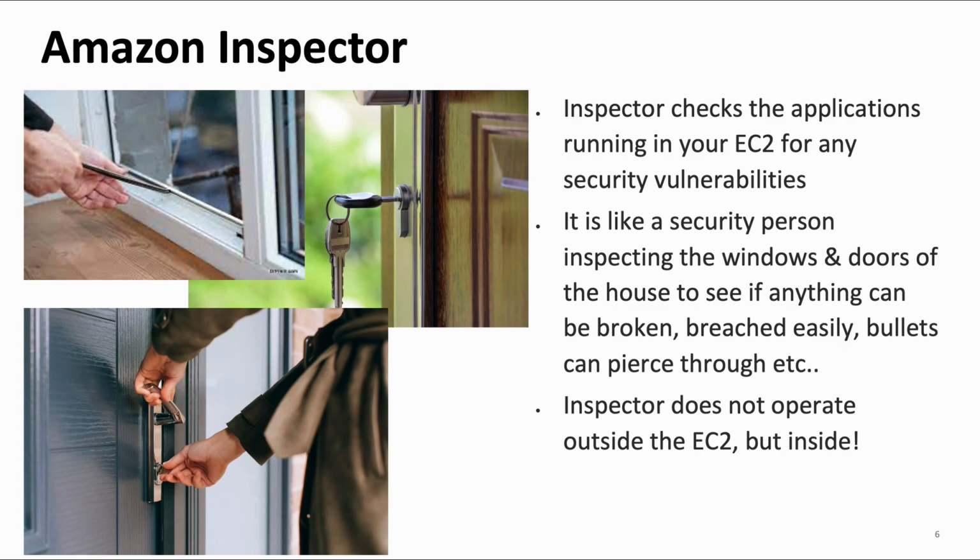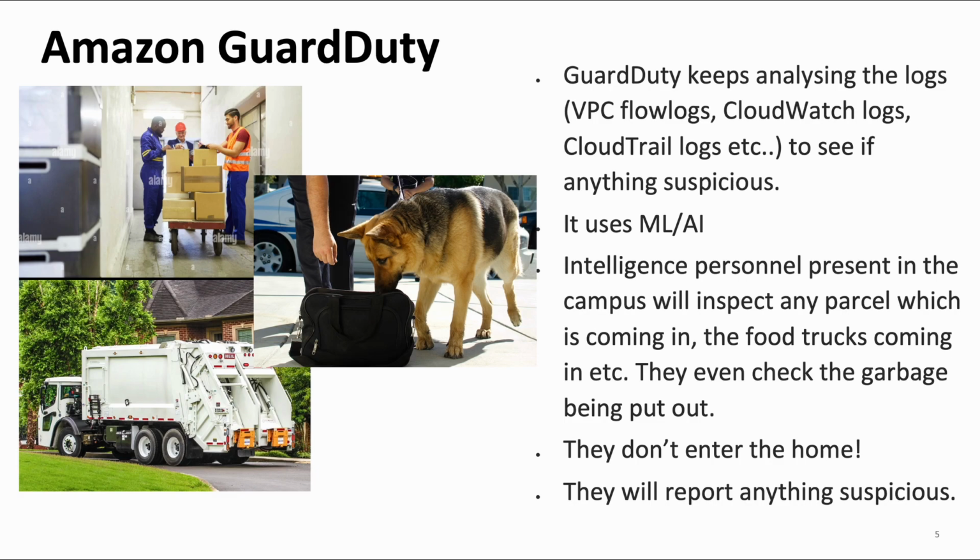So Amazon Inspector does the vulnerability checks inside the EC2. It doesn't go out of the EC2, or it doesn't go out of the house if you compare it with the example we are taking. So let me now summarize. Inspector is a tool which is within your EC2. It checks the vulnerabilities introduced by your applications inside the EC2. It doesn't check outside the EC2. But GuardDuty is something just outside the house or just outside your infra. It will check what is coming in, what is going out. It will analyze the logs and see if anything is suspicious.